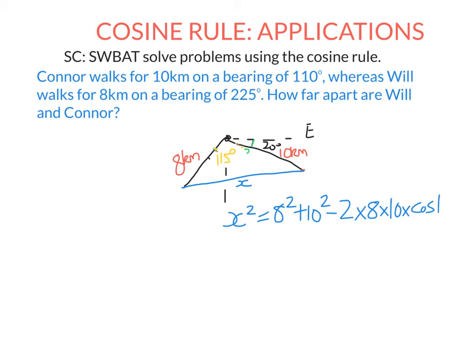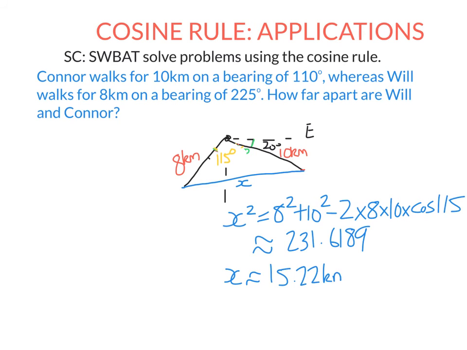the angle in between. So if we put that on our calculator again, making sure it's in degrees mode, we get about 231.6189 and so on. So that is, of course, not x, that is x squared. So to get x, we just square root this. So then to 2 decimal places, it's about 15.22 kilometers. That's our final answer.